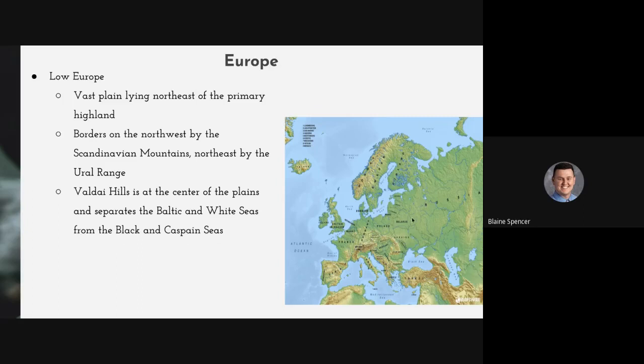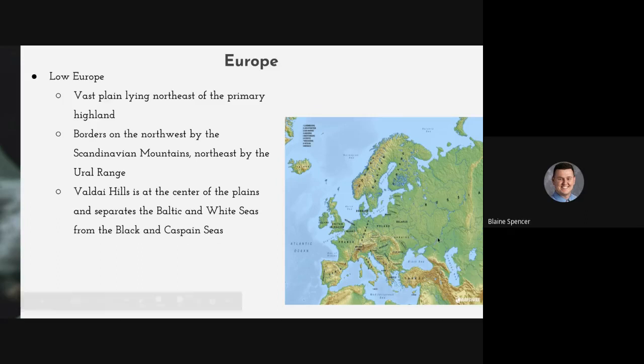Okay, so within this region, we have something called the Valdine Hills, and it's going to be considered the center of the plains. And what's going to separate these lakes and these waters is going to be this region. Okay, we see the Baltic and the White Seas. Okay, over here, White Seas and the Baltic Sea. And then the Black Sea and the Caspian Sea right here.